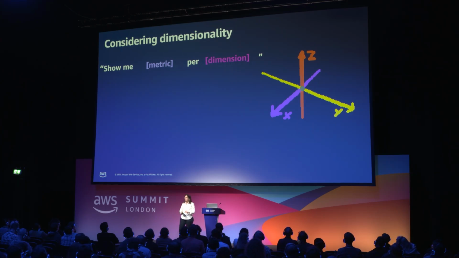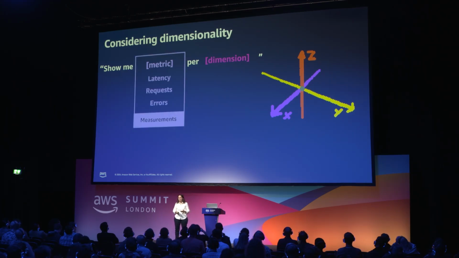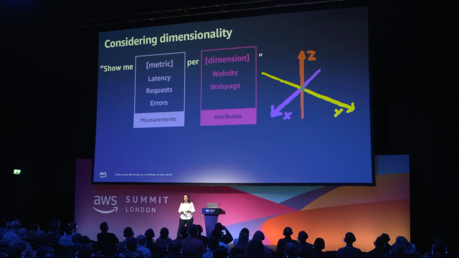So I'm going to introduce you to dimensionality in observability. So what is dimensionality? It's when you measure a metric per dimension. So you measure latency, requests, errors per website. In our case, per web page. So let's try and understand how it transforms our observability technique.